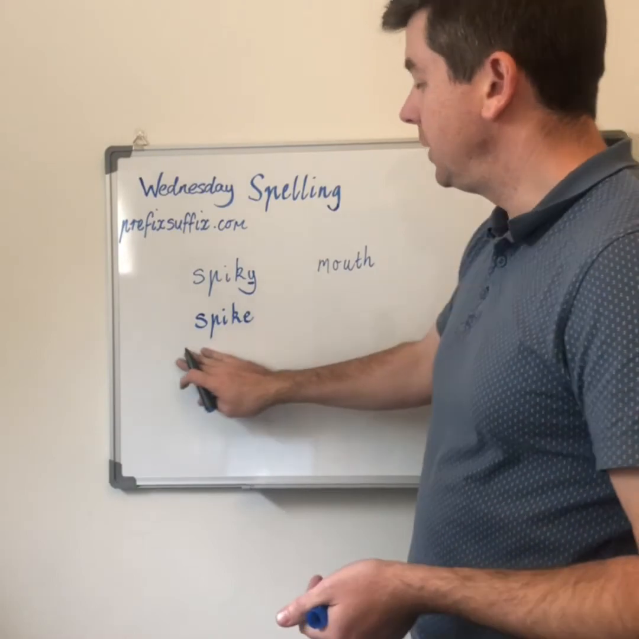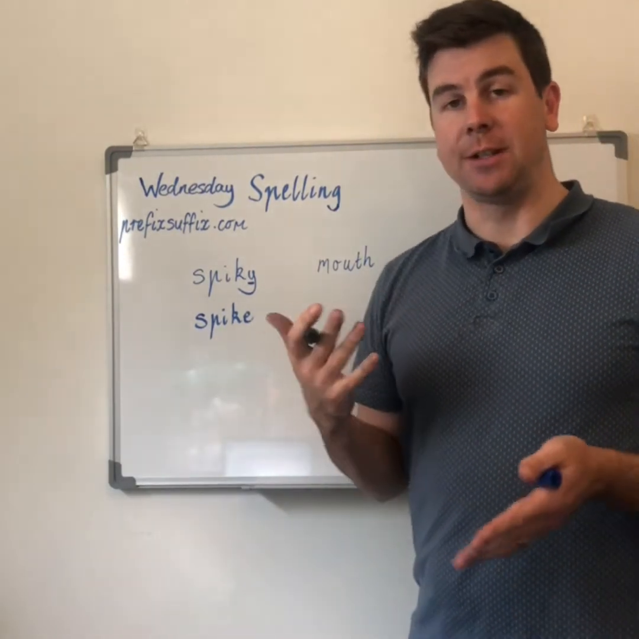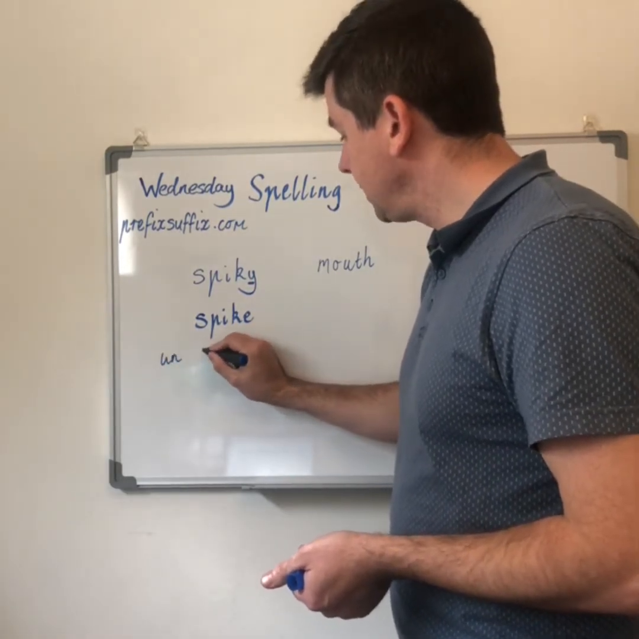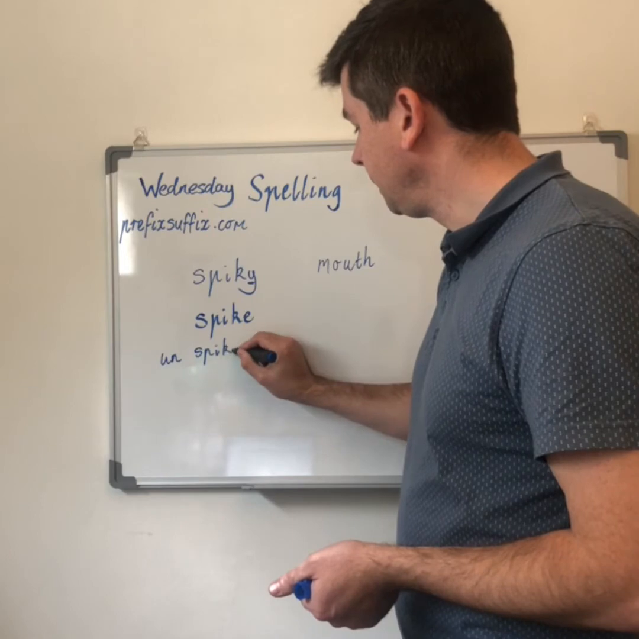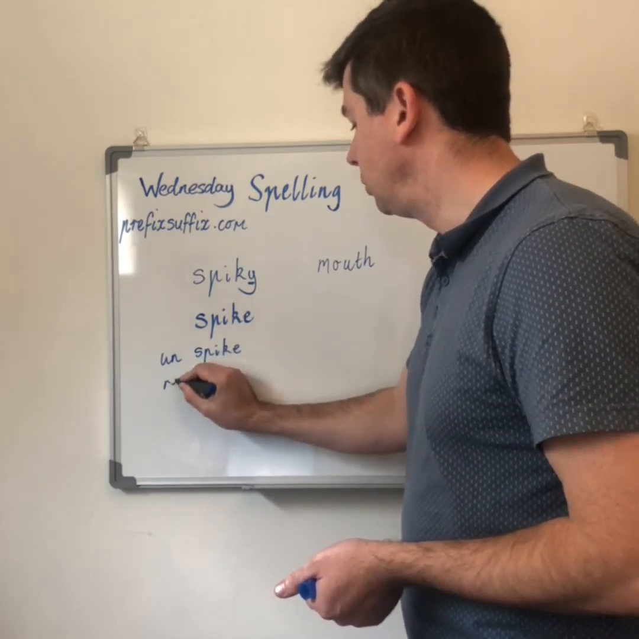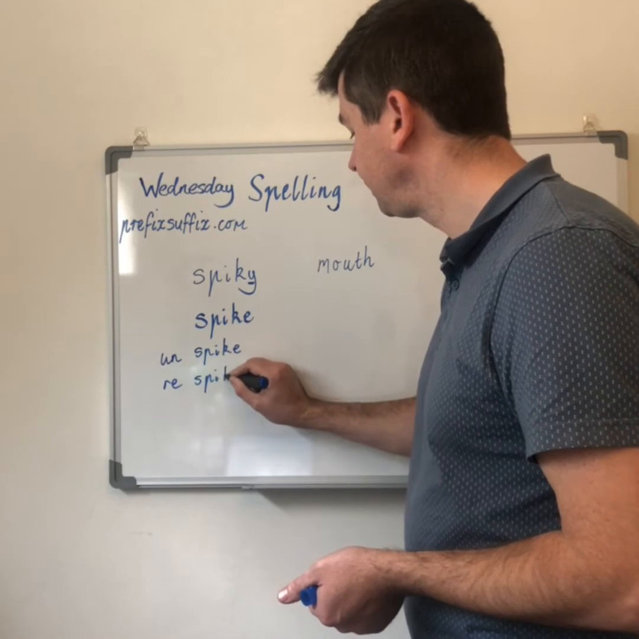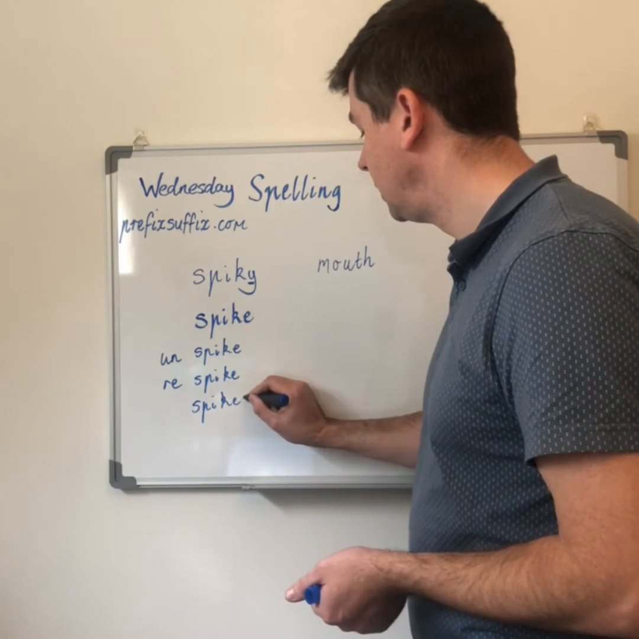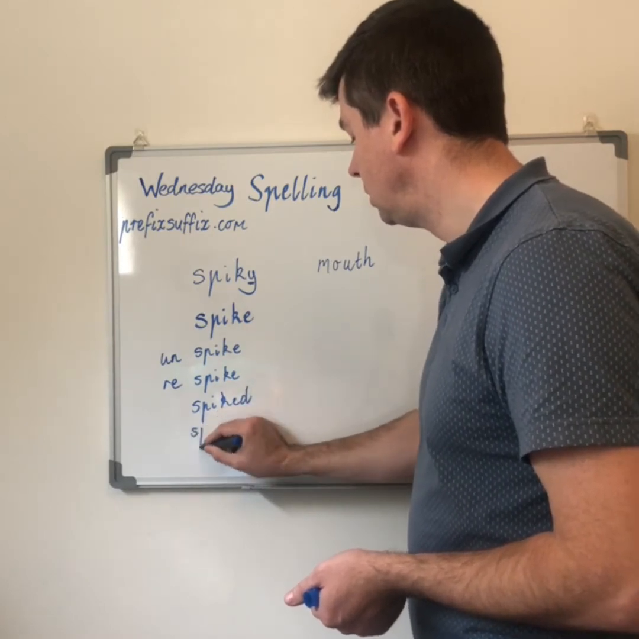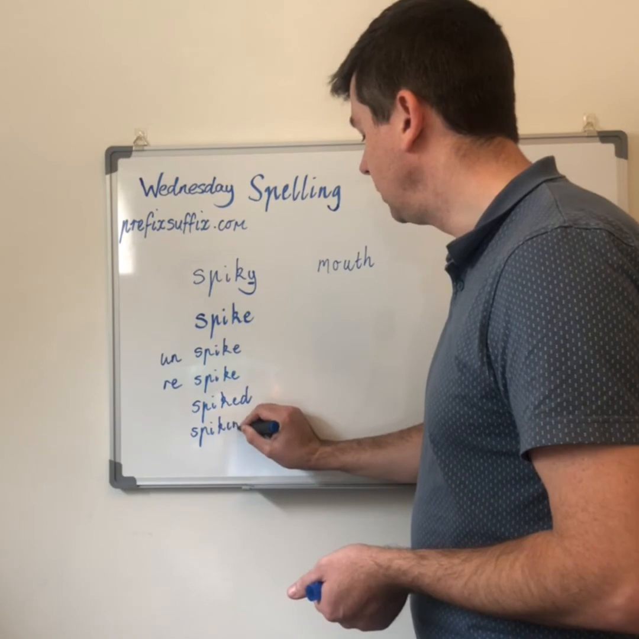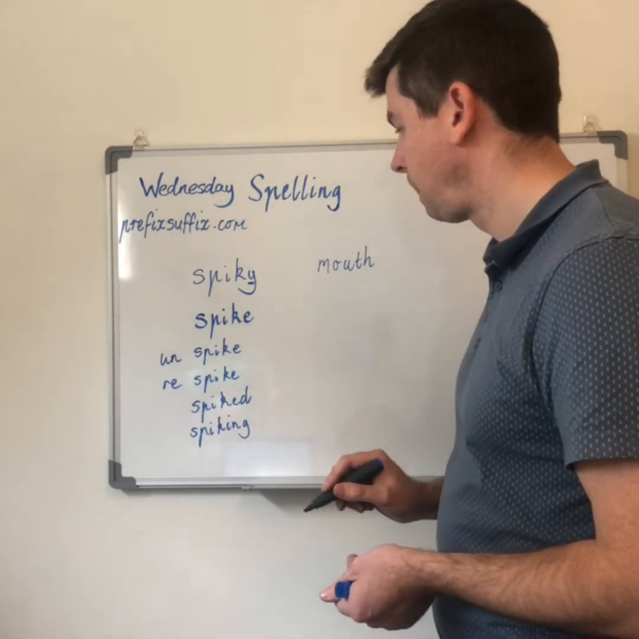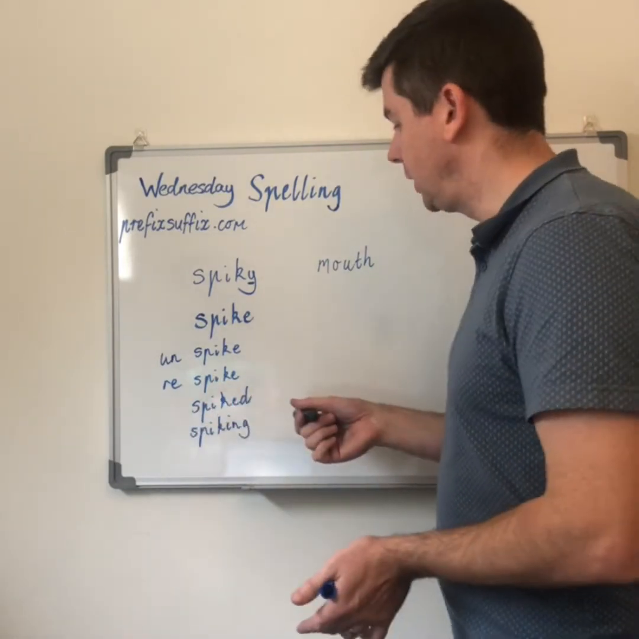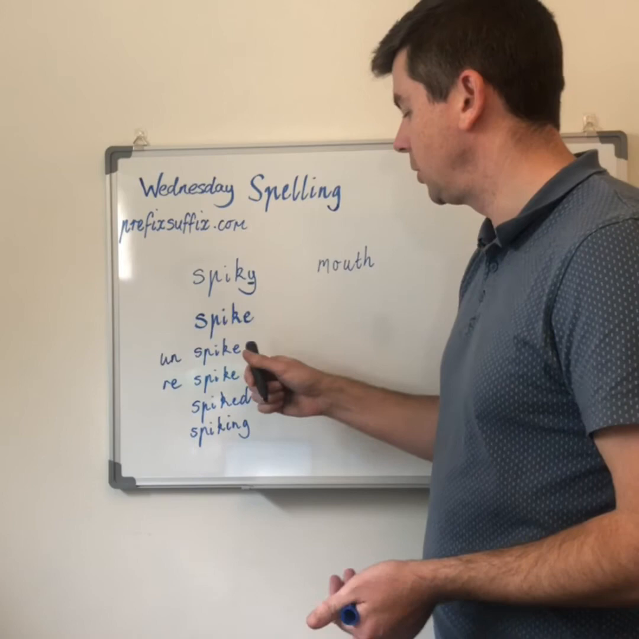Now what I want you to do for this one is try to add any prefixes or suffixes onto the word spike. So a prefix could be unspike. You can maybe have re-spike. Maybe spiked, so adding the ed, or replacing the e with an ing. Okay, and we can go through more prefixes and suffixes if you wish. So we've got the word spiky, then we've gone spike, so unspike.